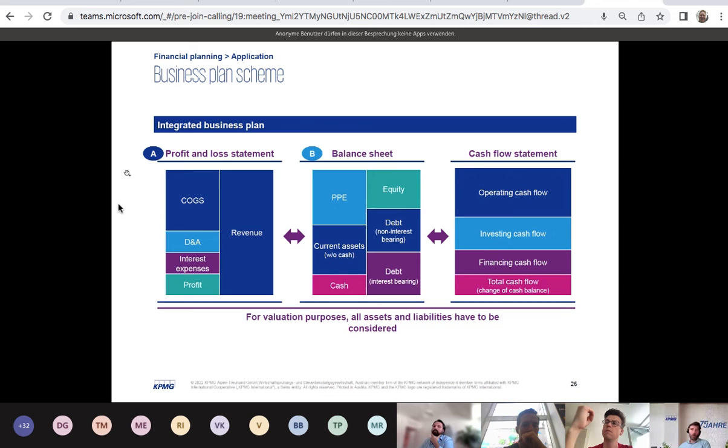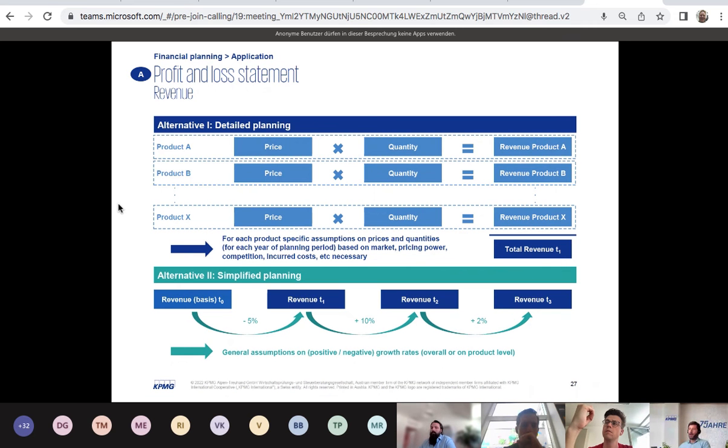On the next slides, we show you how you could plan the line items on your own, and that's also for the case study. Hopefully quite helpful. For example, we have here revenue planning. We have two different methods for the revenue planning shown here.